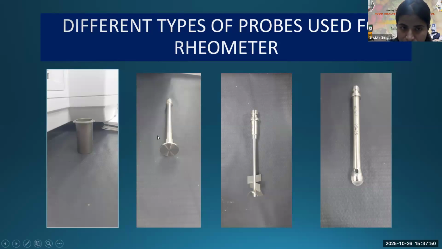This is used for analyzing different types of cookies or cakes. Whereas this probe is used for measuring starch sample, which we will be seeing in the next video. And this is another probe which you can maybe use for emulsions, such as mayonnaise or tomato ketchup, etc. So there are different probes for different food samples.